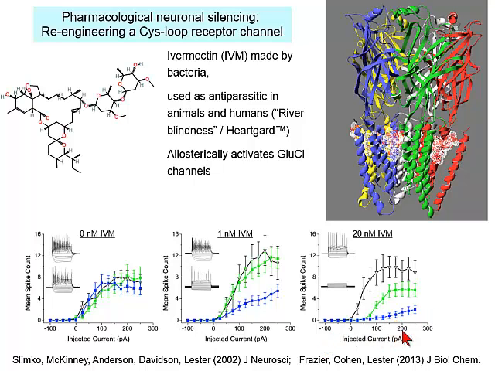So here we have the injected current. Here we have the mean firing frequency. Ivermectin does a very good job of silencing. For other experiments, you'd like to silence neurons for only a couple of minutes, and now there are techniques available for doing that as well. So, ivermectin, made by bacteria, antiparasitic, allosterically activates the GluCl channels.